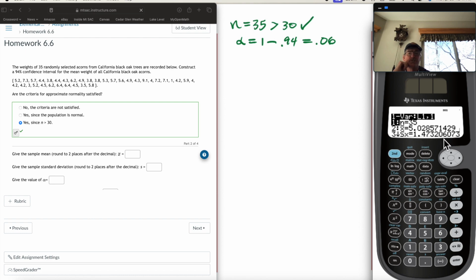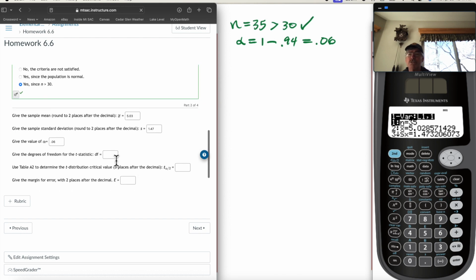standard deviation here. So in this one, these values have one place after the decimal, and with means we're supposed to do one more than what's given. So we're going to do 2 places after the decimal. That'll be 5.03 here. So we'll put that in real quick. 5.03. Standard deviation, that's a sample standard deviation, 1.47. Like that. And then our alpha we figured out over here is 0.06.